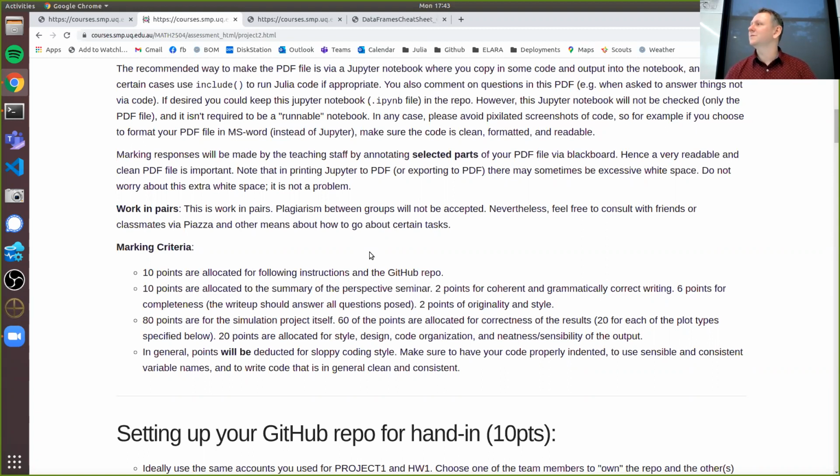Well, they should have correct results in them. They should be clearly designed. I suppose we want to make sure you have labels and units and these kinds of things. Or maybe some of that's in this last 20 points for style, design, code organization, neatness, sensibility of the output. So that would be more how nice and easy to read the plots are, rather than the correctness of whether you actually got the right result and whether it looks sensible.